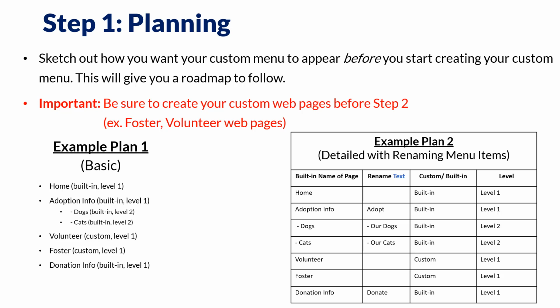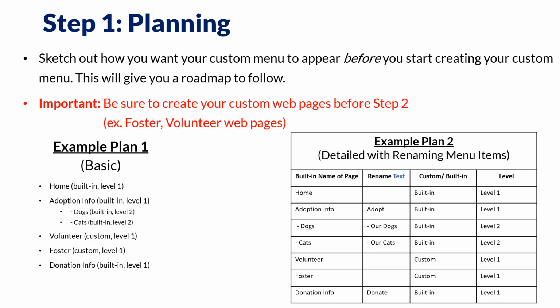If you want to add a custom web page to your menu, you should first create the custom web page. This step is important because once you've created your custom web page, you will be able to easily add it to your custom menu, and the URL will be automatically inserted for you.